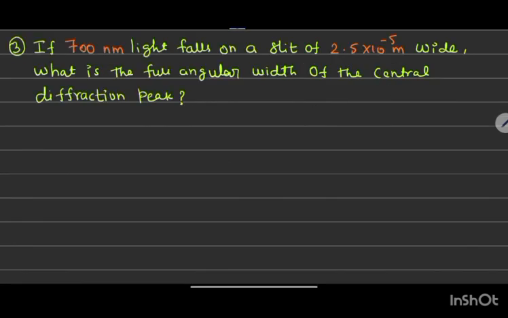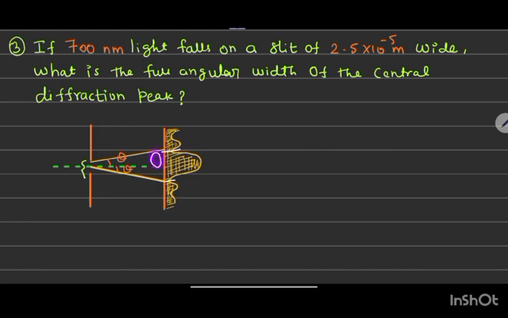Here is another problem from diffraction. If 700 nanometer light falls on a slit of 25 micrometer width, what is the full angular width of the central diffraction peak? So if theta is the position at which the first minimum occurs, then this is the extent of the angular width of the central maximum on either side. So 2 theta will be the full angular width of the central maximum.